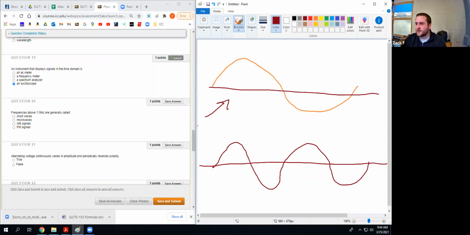What are frequencies above 1 gigahertz generally called? Microwaves.